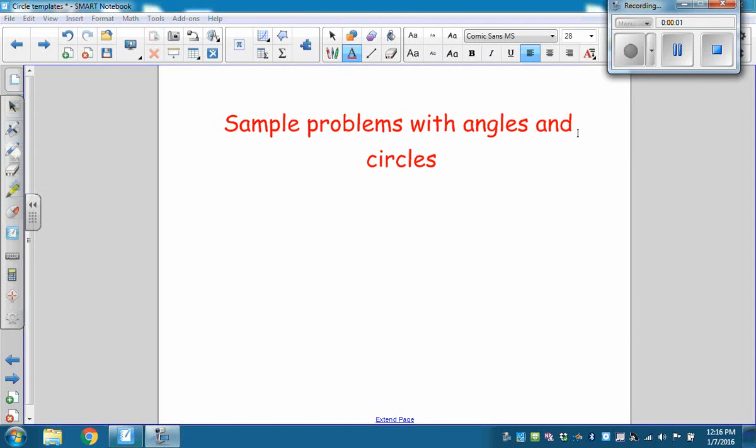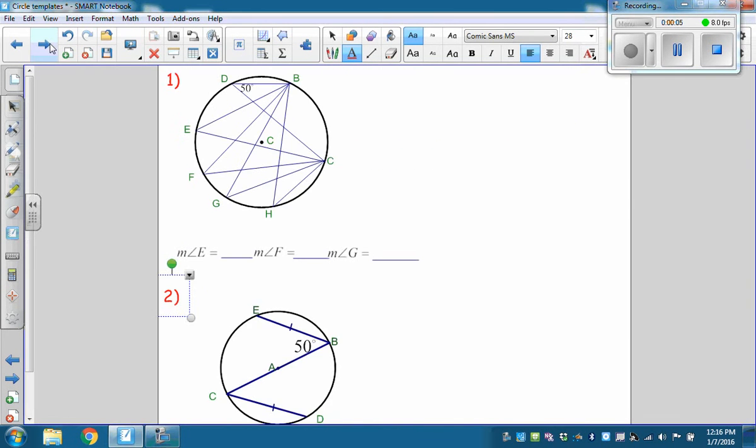Alright, I'm going to do some sample circle problems because so many of you are absent today. Here's the first one. Problem 1. You have to find the measures of E, F, and G, and you're given the measure of D.